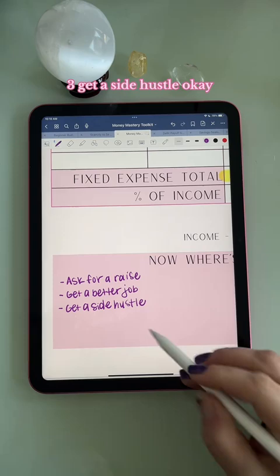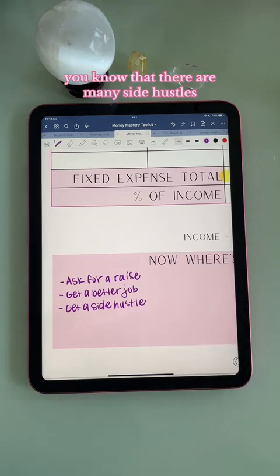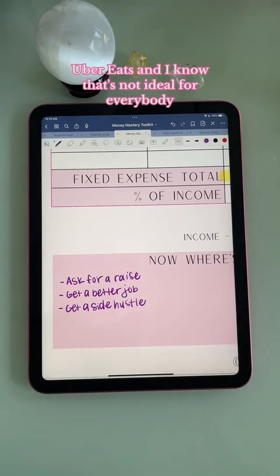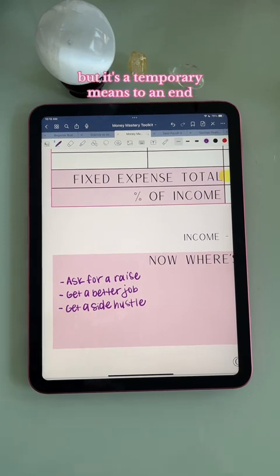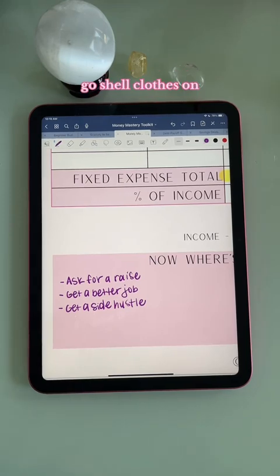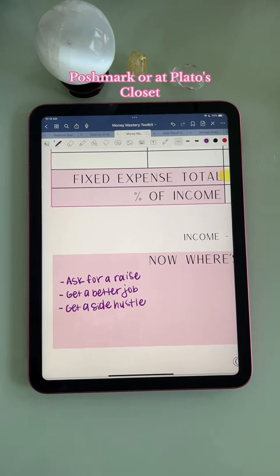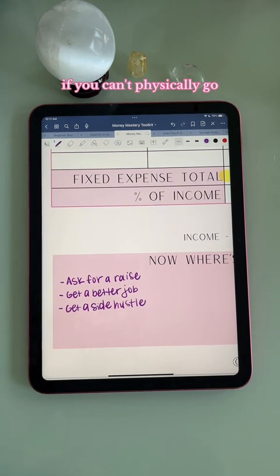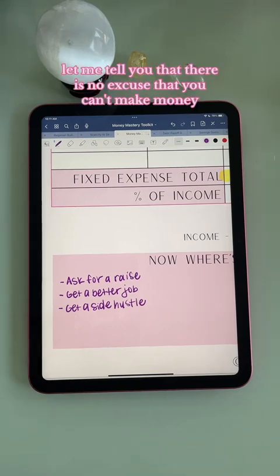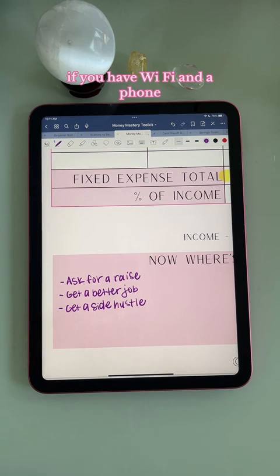Three, get a side hustle, okay? You know that there are many side hustles like DoorDash, Uber Eats, and I know that's not ideal for everybody, but it's a temporary means to an end. You can also do things like donate plasma, go sell clothes on Poshmark or at Plato's Closet, whatever you need to do. If you can't physically go get a side hustle, let me tell you that there is no excuse that you can't make money if you have Wi-Fi and a phone, okay?